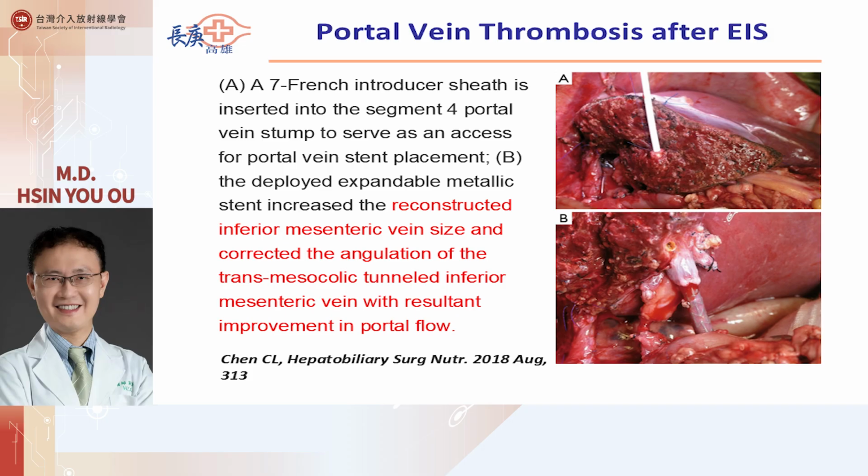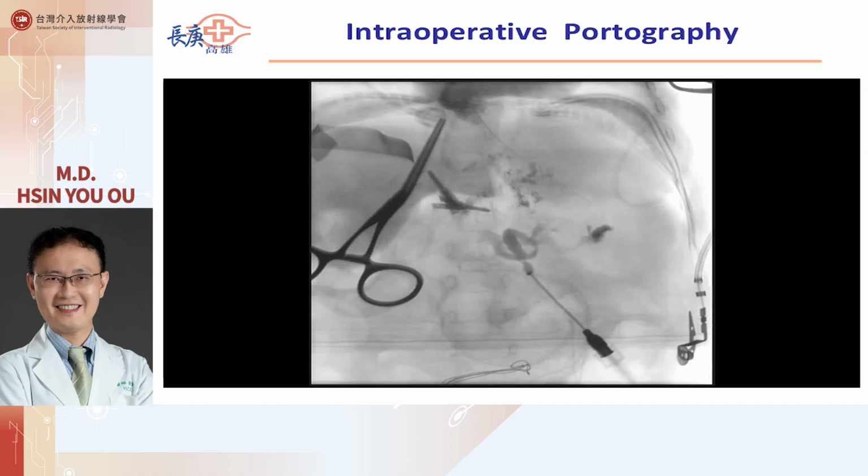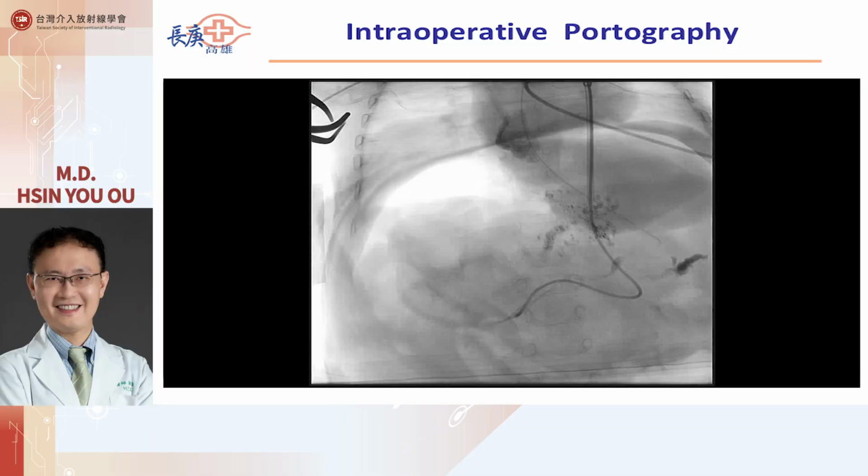You can see these pictures. The reconstructed inferior mesenteric vein is very thin and cannot support adequate portal flow. So we used the pivot stump approach to put in the portal vein stent. You can see the stents over here, inside the inferior mesenteric vein. So we put a stent from the inferior mesenteric vein to the graft portal vein.